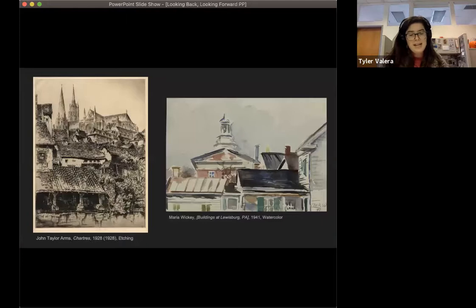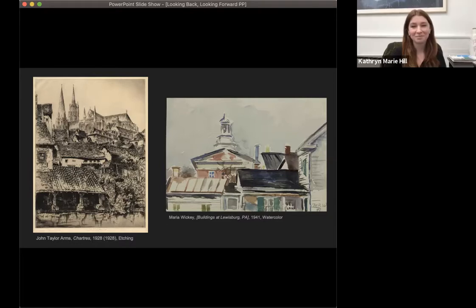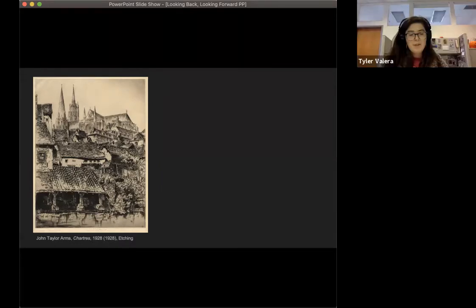Our first pairing is between John Taylor Arms's Chartres and Maria Wickey's Buildings at Lewisburg, PA. This first pairing lays the groundwork for the material in our exhibitions, discussing artistic motivations, materials and techniques, and subject matter. First, we have John Taylor Arms's Chartres from 1924. The subject matter of this print is typical for Arms's body of work.